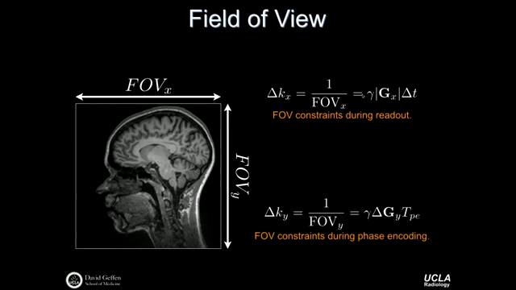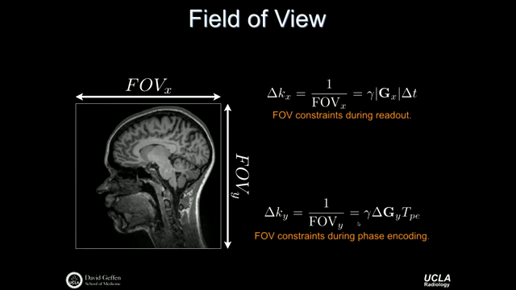For a given gyromagnetic ratio, the field of view is governed by the magnitude of the readout gradient, the Gx gradient, and the delta time, the amount of time we spend at that position in K space. Together this governs the delta Kx, which in turn dictates what the actual field of view is going to be. So these are the field of view constraints during the readout. And if you look at the units, this is units of gradient area: gradient magnitude times gradient duration.